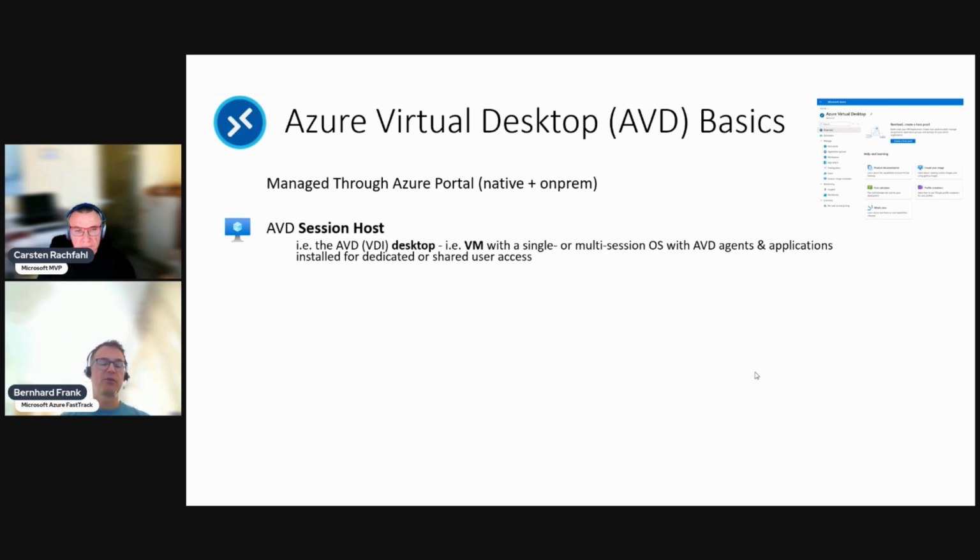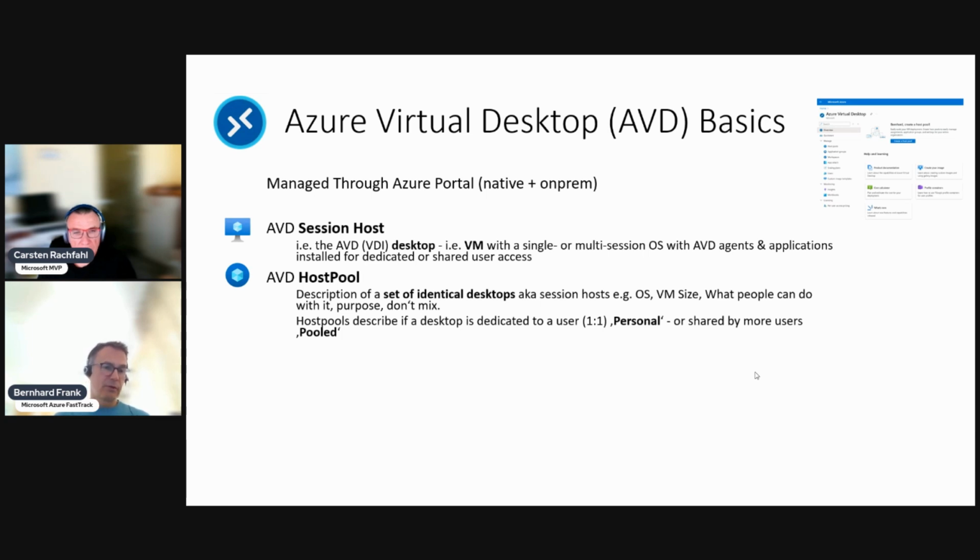They are available in two sort of usages. You can have a dedicated desktop, which means this desktop is owned by me and nobody else is allowed to log on to it. Or you can have a shared desktop. That means Bernhard Frank may be logging on to AVD number 1 today and maybe to AVD 2 tomorrow, because the load balancer decides I should be shifted around. So there is some sort of shared model as well.